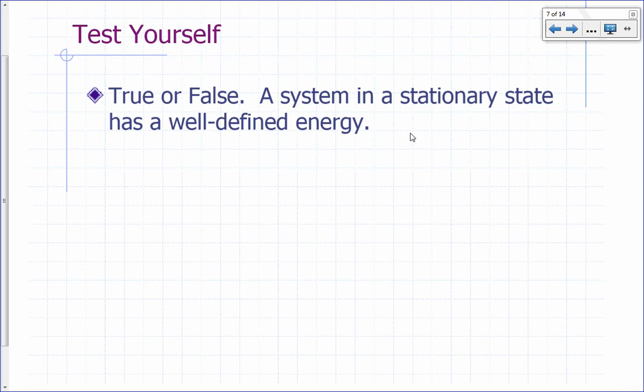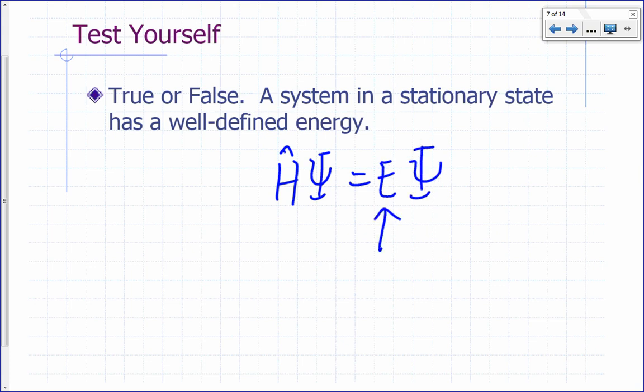Okay, true or false? A system in a stationary state has a well-defined energy. That's true. In fact, H hat psi would be equal to E psi. E is well-defined. If it's in a stationary state, it is an eigenfunction of the Hamiltonian operator.